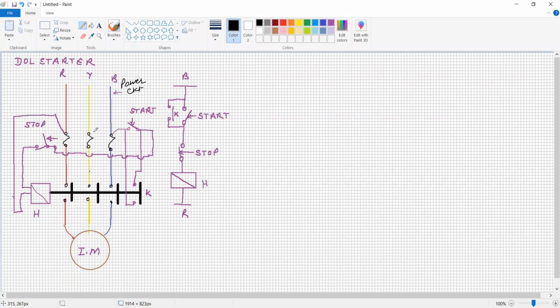Now, this is the overload relay. It is a thermal overload relay. Suppose the rated current of the relay is 10 ampere. As soon as the current goes to more than 10 ampere because of overloading or short circuit, this strip is going to bend and it trips the circuit. Okay, so this is an overload relay.